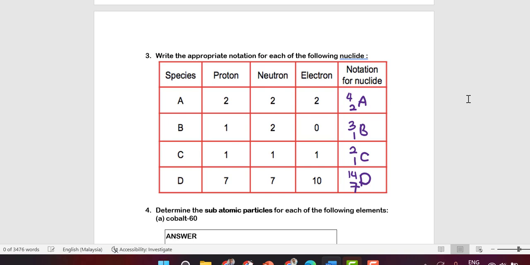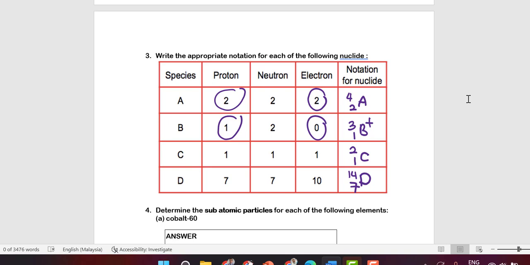And then we need to determine whether the atom is neutral or that atom is actually an ion. So proton and electron are the same, so this is an atom. So proton number 1, electron is 0. So this atom is actually an ion. So proton lagi besar number dia, so dia akan jadi plus. Jangan write down plus 1 ke 1 plus ke, jangan. Kita write down plus saja. So this is the universal way to write down charge.